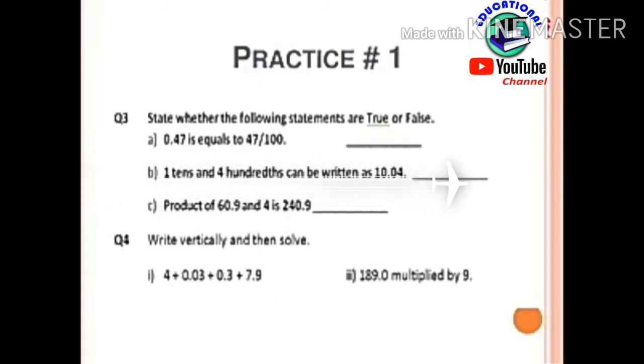Slide number 13. We have practice number 1 and we have some questions. The first one is state whether the following statements are true or false. We have 3 options and then we simplify to find which one is true or false. Next is write vertically and then solve. The first one is 4 plus 0.03 plus 0.3 plus 7.9. Next is 189.0 multiplied by 9.